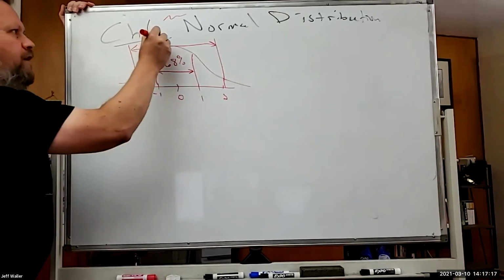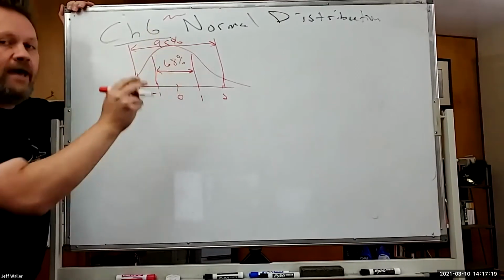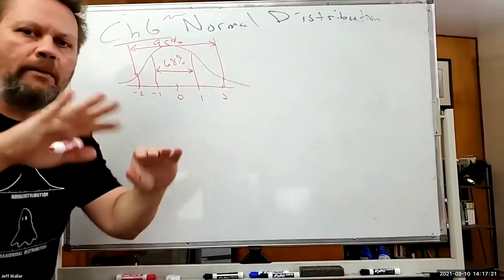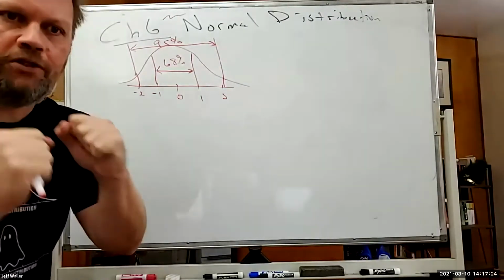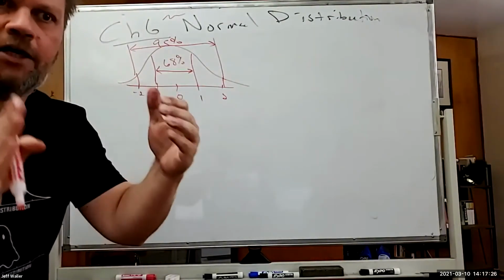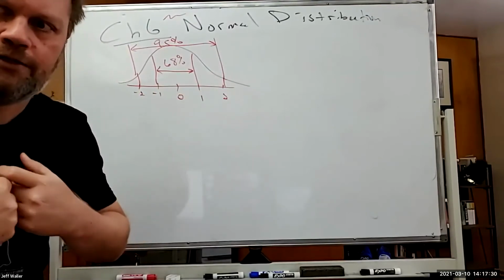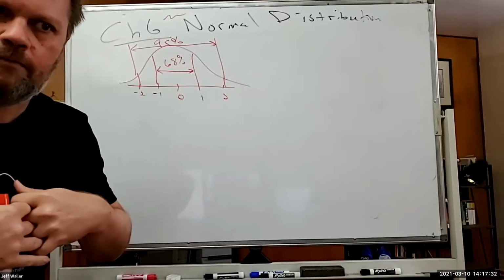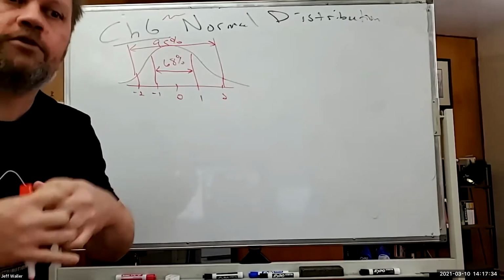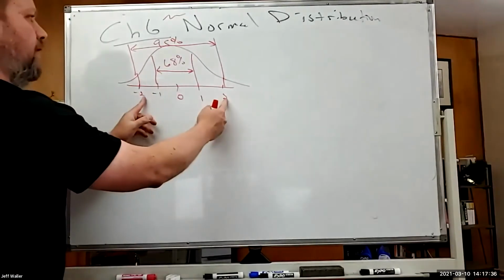95, good. And that is why. Remember, where does unusual start? Who remembers this? How far do I go before unusual starts? Outside the bell curve, two standard deviations. So why does that make sense?